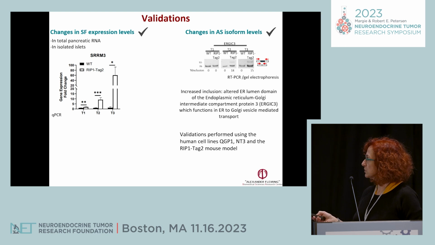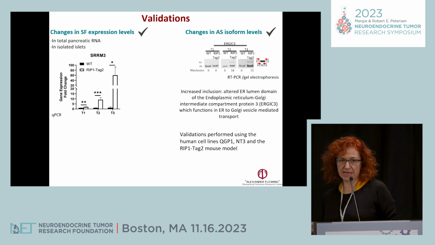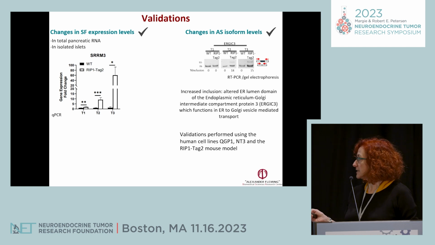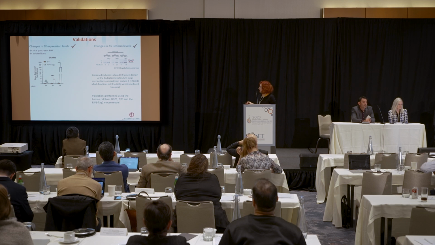So one can see that at the last 2 time points of the mouse model that we are using, we have the inclusion band appearing compared to the wild-type mice. And this result here is from an mRNA that codes for a protein that functions in ER to Golgi vesicle-mediated transport. And in fact, the inclusion or not of this exon alters the ER lumen domain of this protein.